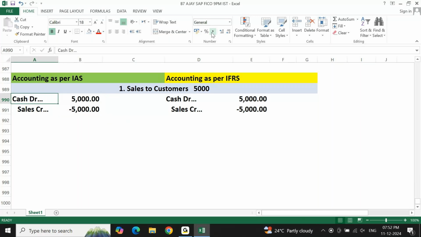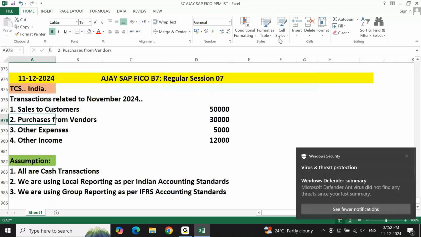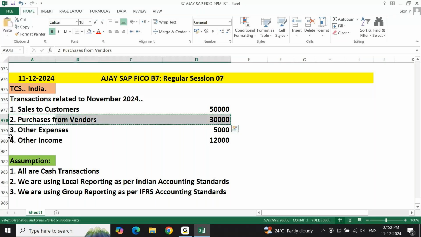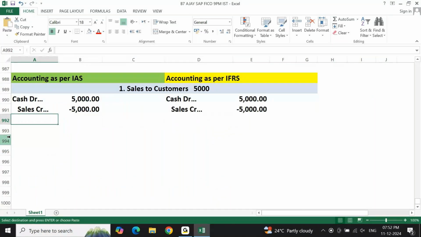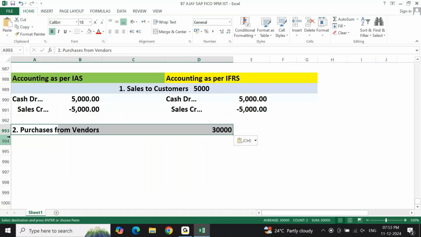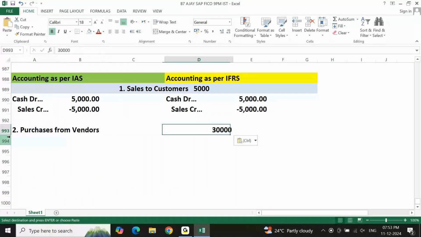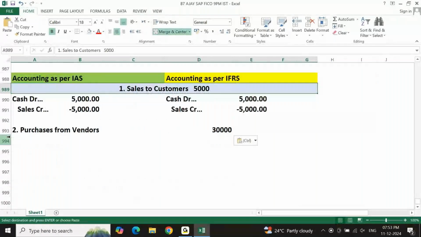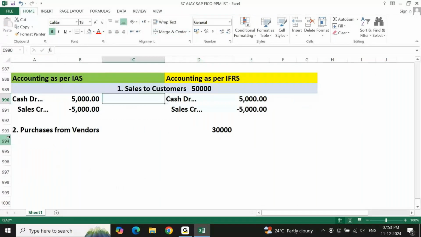And the second one, we were talking about the different scenario. Purchases. If I put the second entry here, sorry, this is how much I took? 50,000. I'll add one more zero here. Here also I will add one more zero.